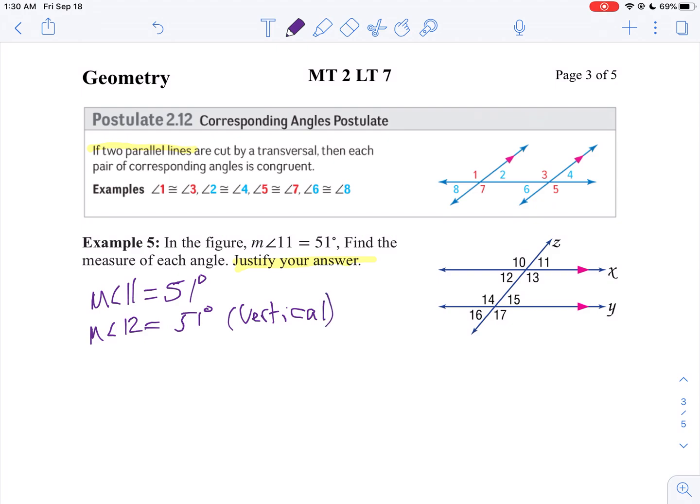How about the measure of angle 13? Well, 11 and 13 are supplementary. So you take 180 minus angle 11, which is 51 degrees. We're going to get 129 degrees. So why? Because they're supplementary. They're a linear pair. Maybe I should write down, let's write linear pair there. That's the reason.